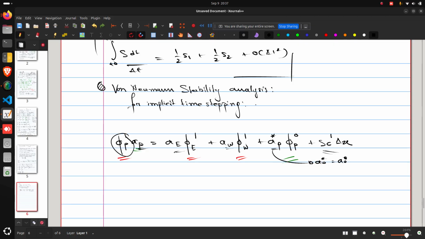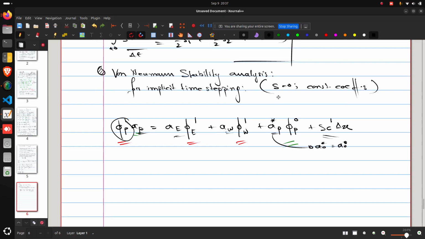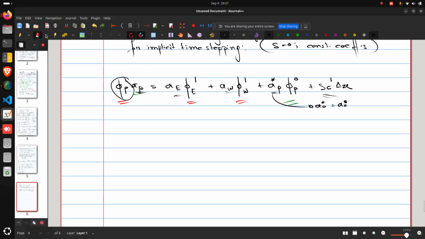We have to take some assumptions, right? So source is 0 and constant coefficients. So these are some of the assumptions that we have to make for doing a von Neumann stability analysis.